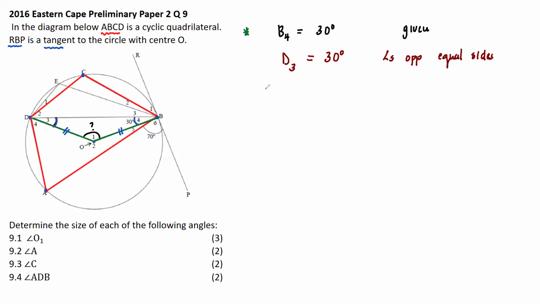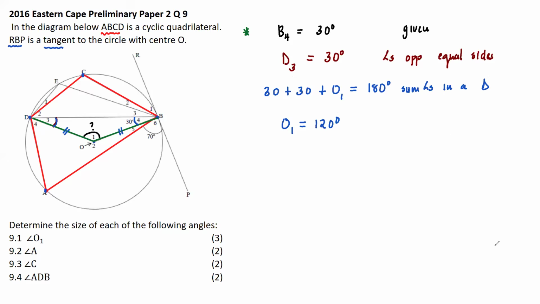Notice D3, which is 30, plus B4, which is 30, plus O1, when added together, they must give you 180. Your reason being angles in a triangle, or you can say sum of angles in a triangle. The rest is math. 30 plus 30, that's 60. 60 to the other side. O1 eventually is 120. Very quickly, right there. So let's pull through from there.